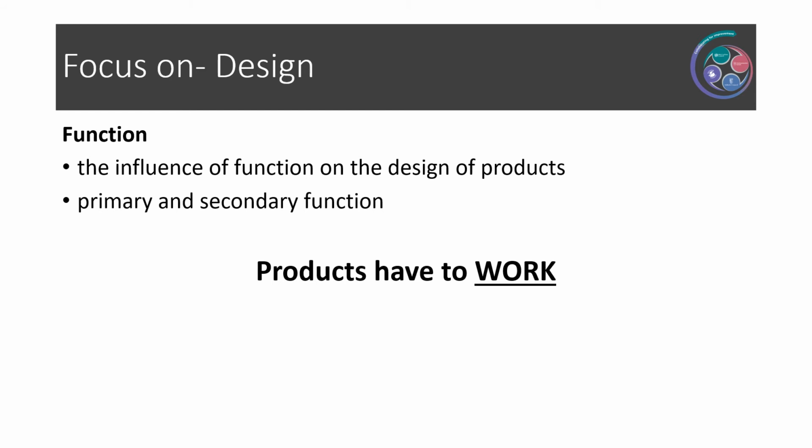At National 5 level, you are expected to be able to discuss the influence of function on the design of a range of products. You should also be able to tell us the difference between a primary and a secondary function. It should go without saying that products have to work, but that's only part of the picture.